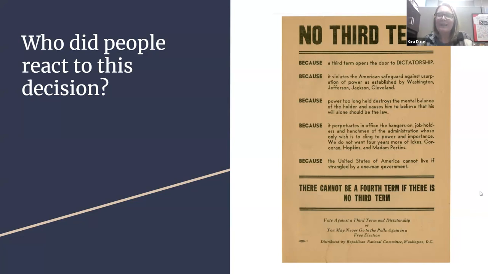I find it really interesting that the fourth point ends with "We don't want four more years of" Corcoran, Hopkins, and Madam Perkins. We did some stuff on Frances Perkins not too long ago, so they wanted to get those folks out too. Have students look at these and analyze them, thinking about what argument people are making about why running for a third term is dangerous for the country.